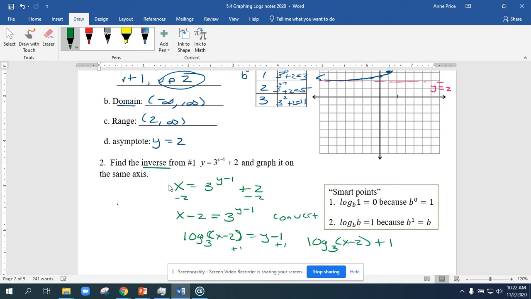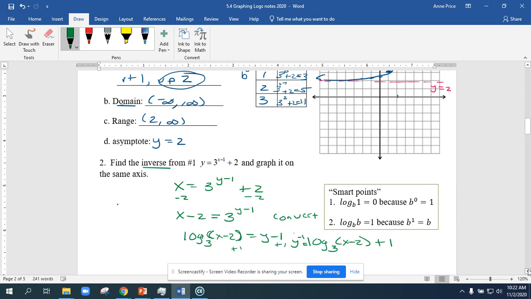Okay, so instead of the original function shifting right 1 up 2, this function is shifting right 2 up 1. So our y inverse equation is going to be log base 3 of (x minus 2), that quantity, plus the whole thing shifted up 1. So let me get that y inverse a little bit nicer. So that's how that works out. So that's our equation of our inverse function.